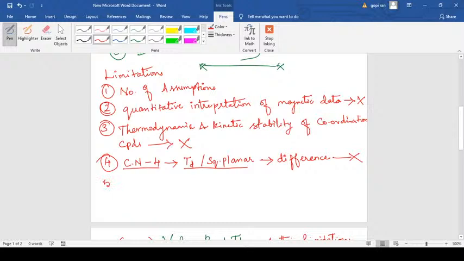And the fifth one, in the same way, weak and strong ligands are not distinguished properly. They are not differentiated properly. Okay, these are all the 5 limitations of the valence bond theory.